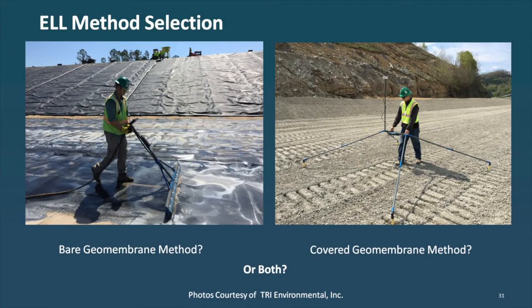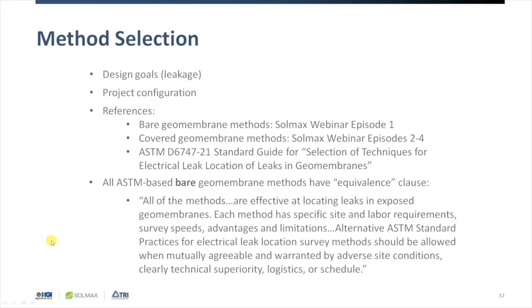Now moving on to method selection. You can perform a bare geomembrane method, like you see on the left here, to make sure you find every little pinhole and knife slice, or you can perform the dipole method after cover material placement to make sure that you find the damage that's caused during cover material placement, or you can perform both to make sure you find both types of damage. So the method selection is going to depend primarily on your design goals, how much leakage is acceptable for your site.